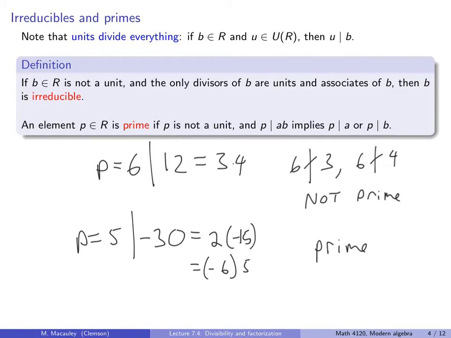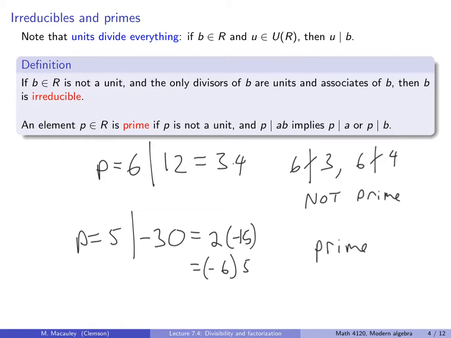Now, again, if you think about what irreducible means in the integers, you'll realize it's the same thing as being prime. But I'll tell you now that for general integral domains, one of these things is stronger than the other. In other words, let me ask you, see if you can figure it out. Does being irreducible imply being prime?